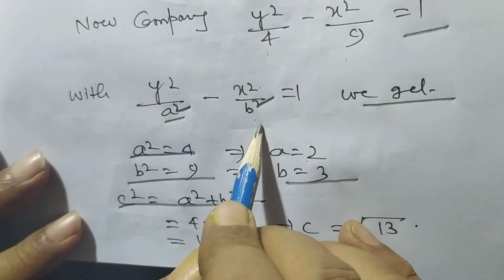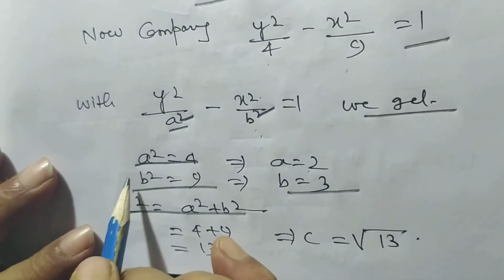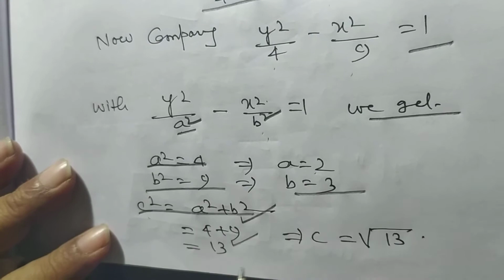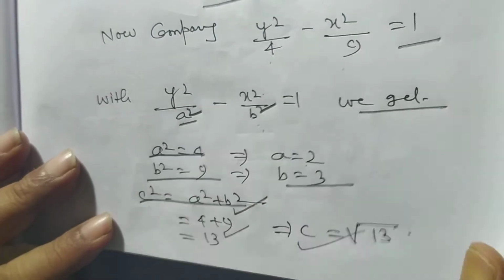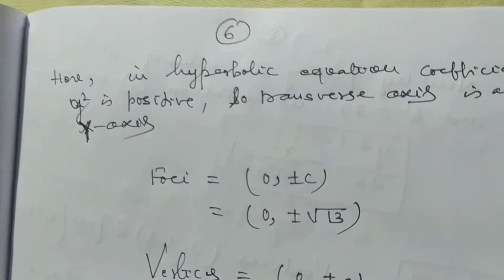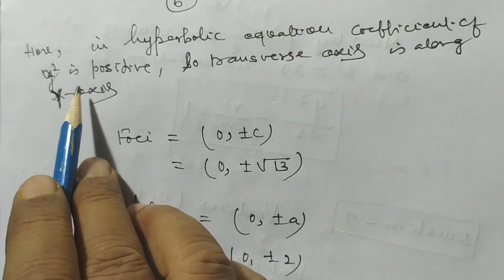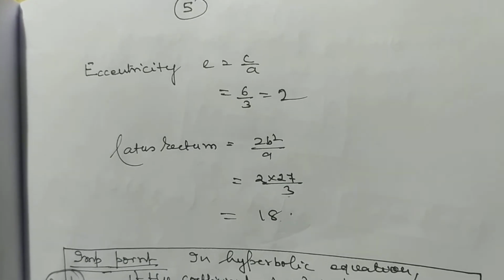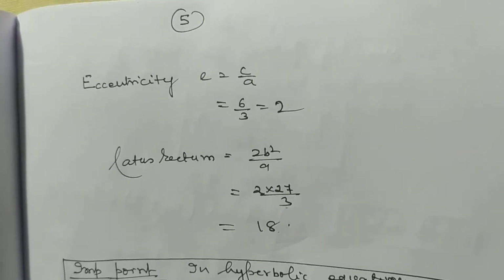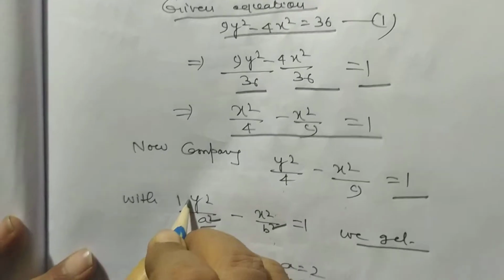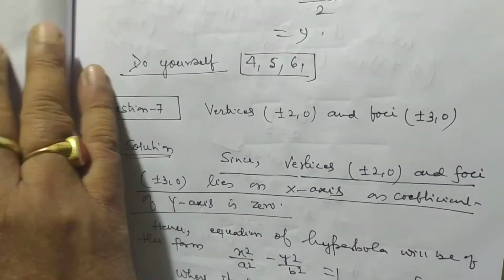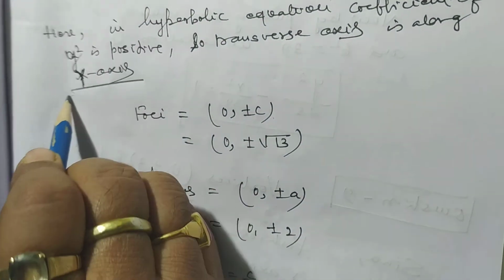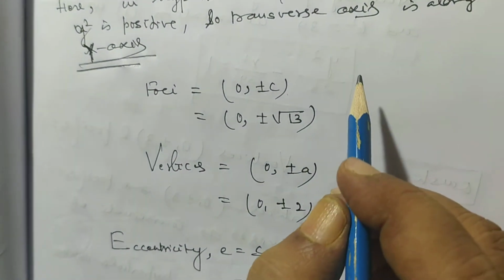So we have c square is equal to a square plus b square, 4 plus 9 is equal to 13, c is equal to root 13. Here in the hyperbolic equation, the coefficient of y square is positive. Try to understand, the coefficient of y square is positive. So the transverse axis is along the y axis.